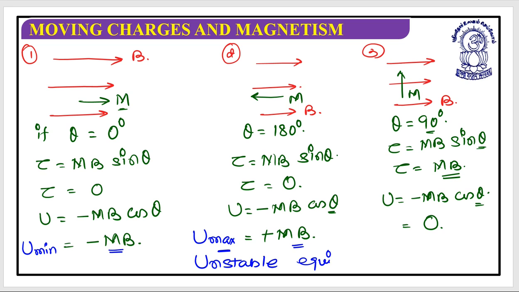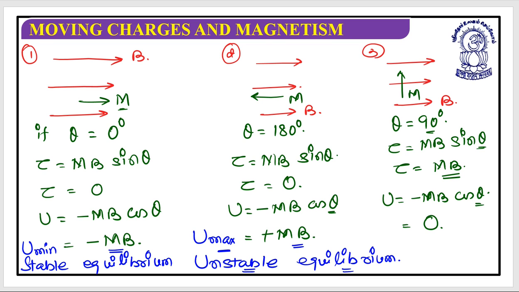I hope this is clear. When potential energy is maximum, it is the state of unstable equilibrium. And when potential energy is minimum, it is the case of stable equilibrium. So U minimum is a stable equilibrium, and U maximum is an unstable equilibrium.